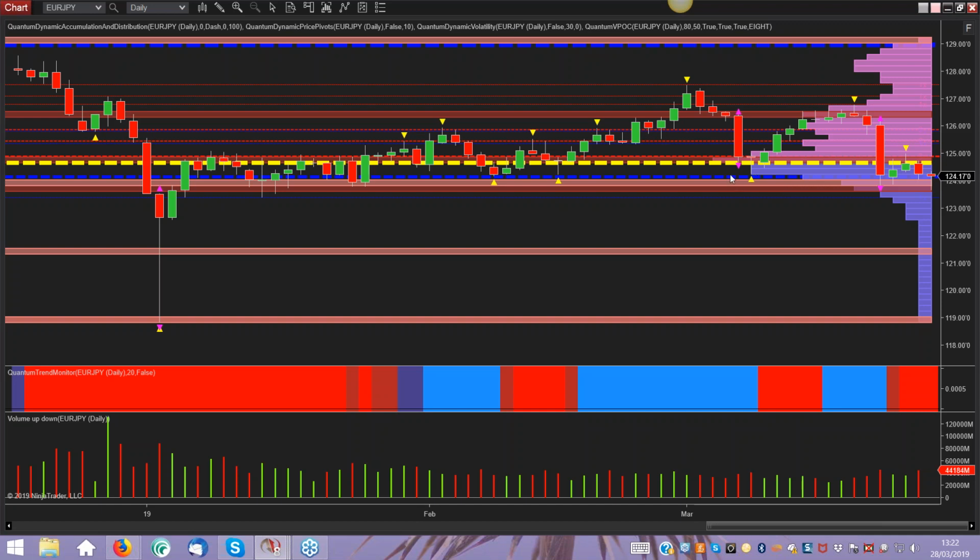Equally, you can see we've got one here, not quite as strong, but pretty decent, and that's kind of acting as a platform of support right now. It's being tested here, it was tested here, it was tested again today. It seems to be holding.